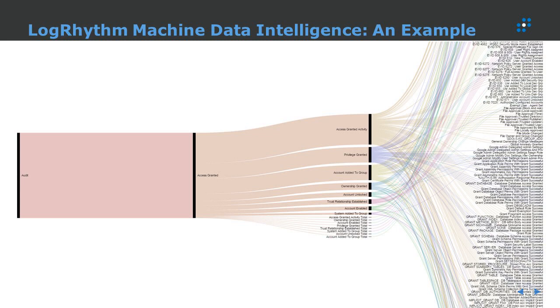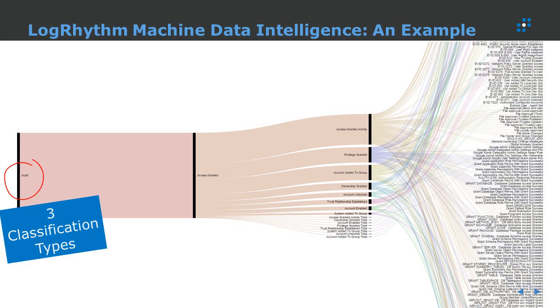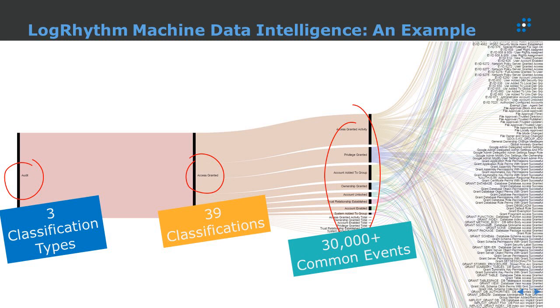You can see here, for example, we have 3 high-level classification types. A log is either operations, audit, or security. Then we break that down further into specific classifications, and in this particular example, this log has a classification of access granted. Within that classification, we break it down further into common events, which is a much more low-level specific descriptor of exactly what this log is doing. What's it telling me?